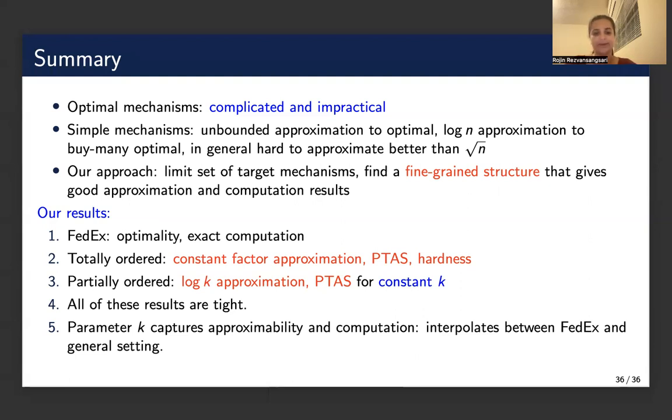Finally, this parameter K is what we had promised, and the way we parameterize settings going from FedEx, the simplest case, to the most general case. So we basically move K from 1 to n and go from the simplest case to the most general case. Thank you.